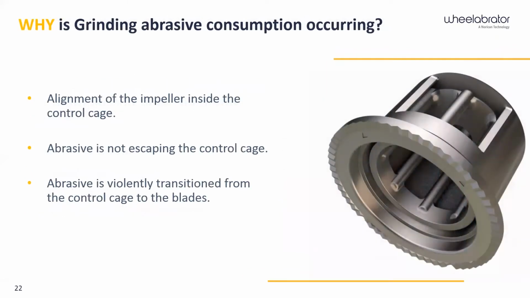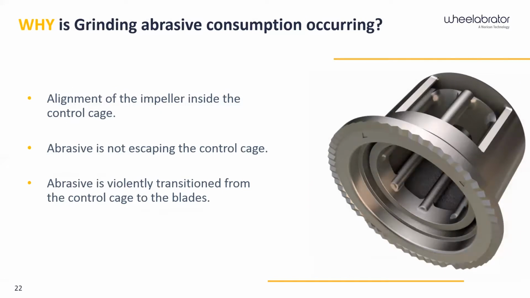Okay, the next one. Why is some of the grinding abrasive consumption occurring? From the video, we saw that abrasive is riding around, and you have to imagine that was a 3,600 RPM wheel. So that impeller was actually rotating at 3,600 RPM. One way abrasive consumption occurs that isn't often thought about is the alignment of the impeller inside the control cage. I highlighted that the impeller is the part moving around, and the control cage is stationary.